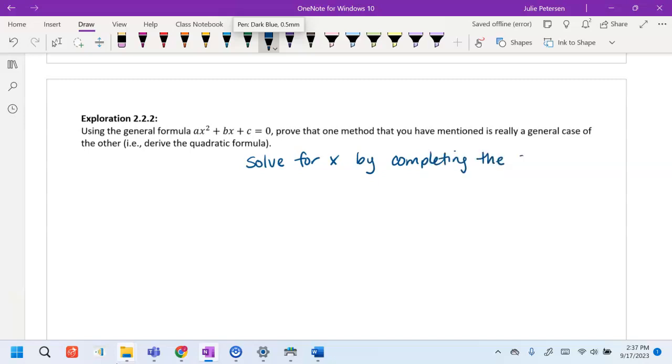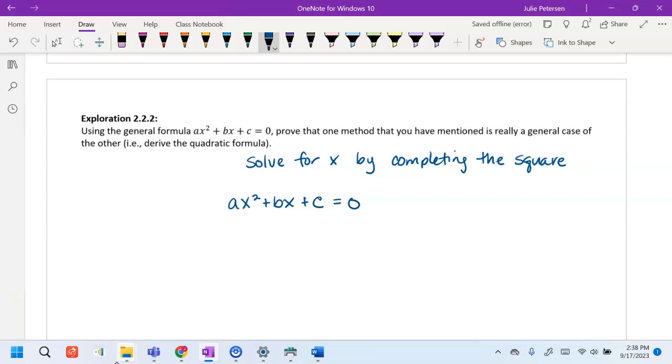So you want to keep in mind the steps that we took for completing the square when we're doing this. Now maybe you want to give this a try first before you watch the video on it, or you might want to pause it along the way and see if you get each step right. So that's up to you. Let's start by writing our standard form or general form: ax squared plus bx plus c equals 0.